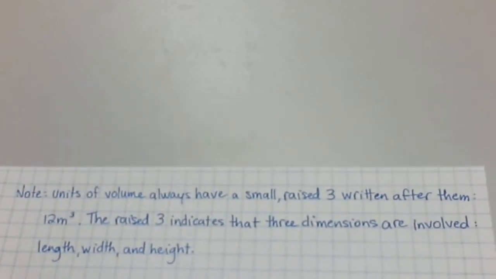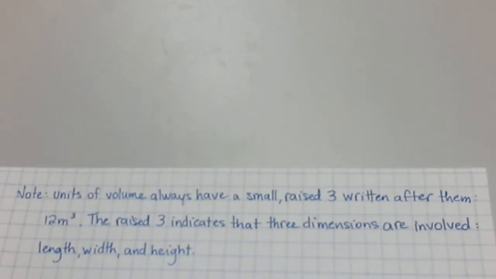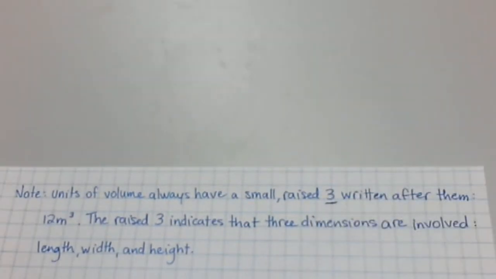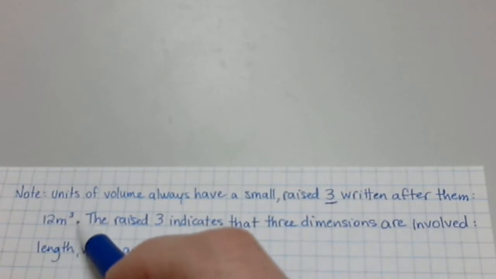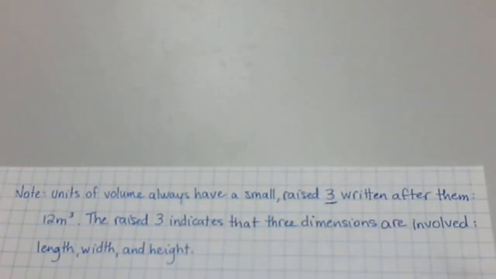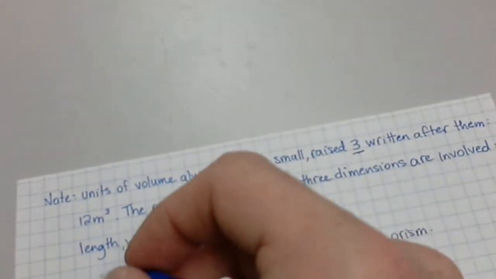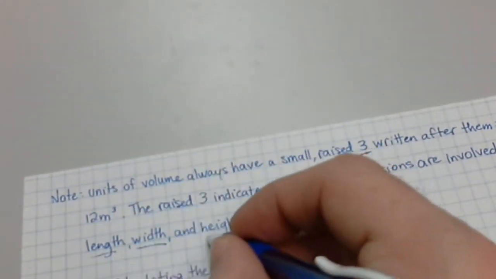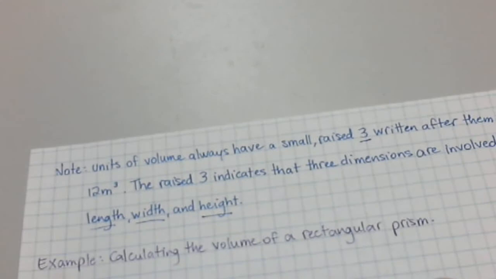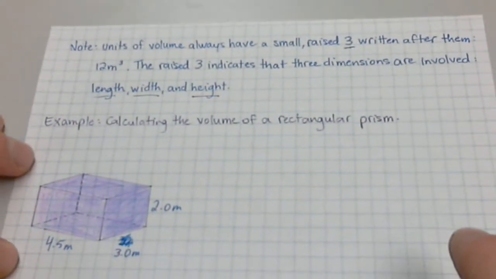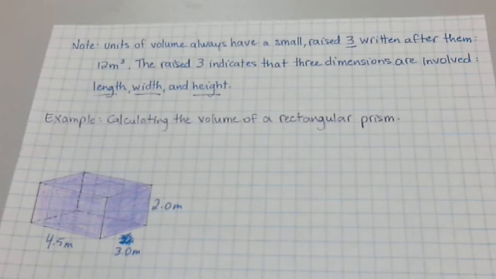Volume is always measured in units with a little raised 3 written after them, like 12 meters cubed. This raised 3 tells us that 3 dimensions are involved. We have the length, the width, and the height. Okay? Now, what we're going to be doing is calculating the volume of a rectangular prism.